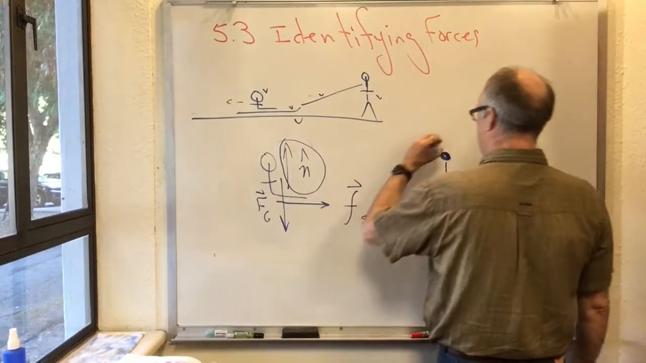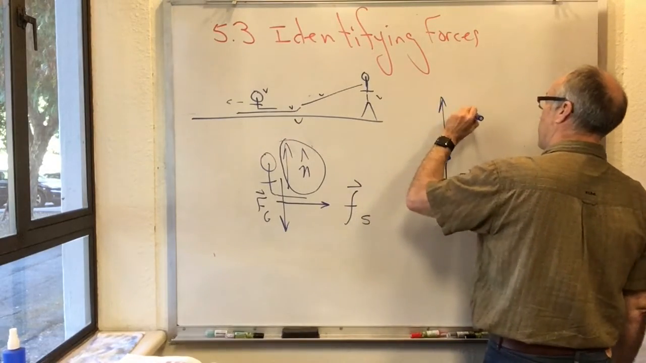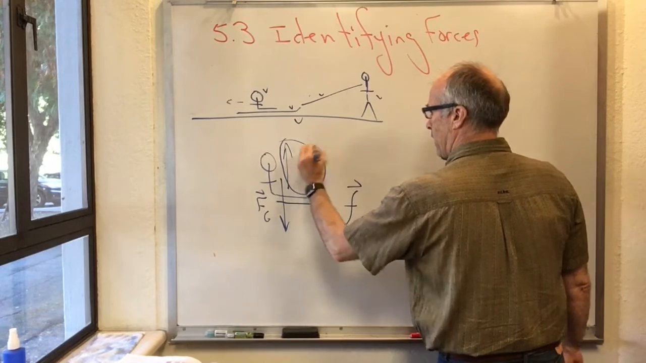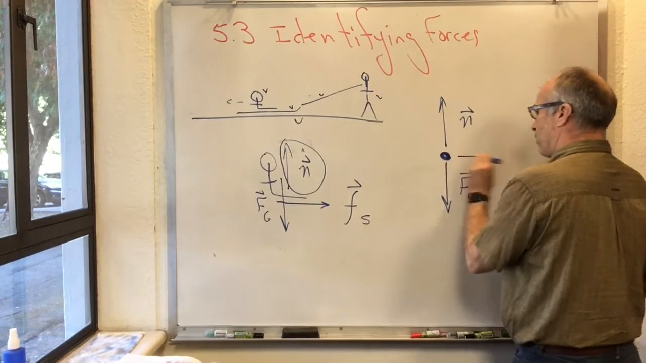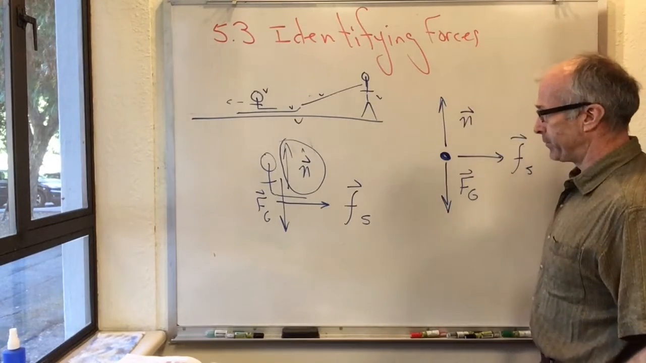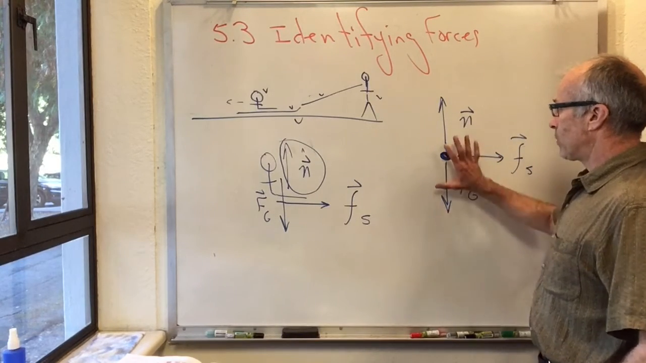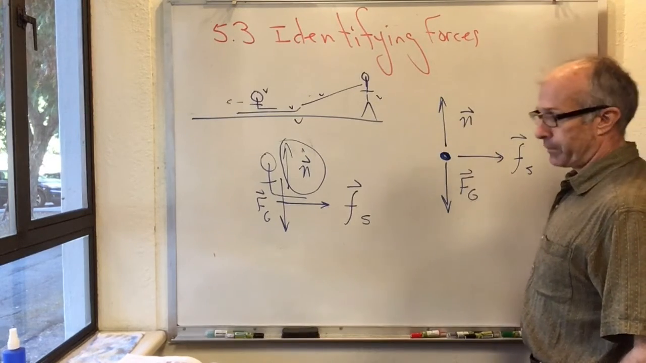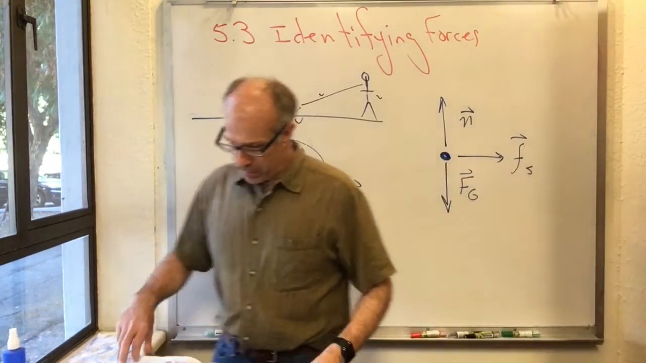And we take the normal force and we copy it over right there. And we take the static force and we copy it over right there. That's the way Knight and I want your free body diagram for the child to look. Okay, that's 5.3.